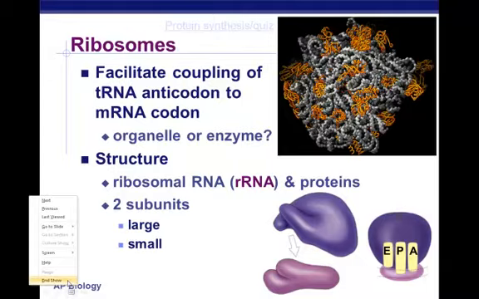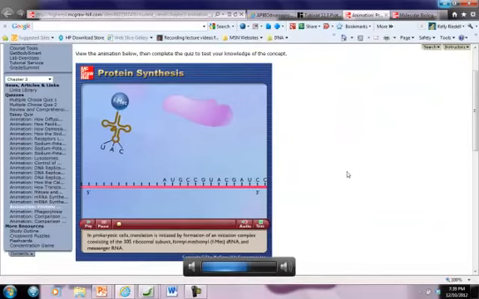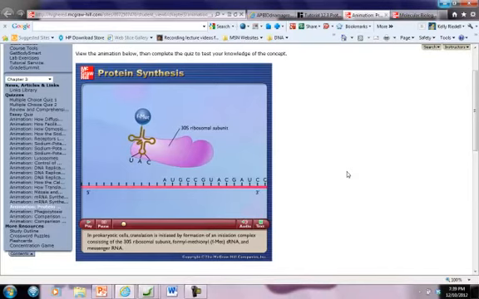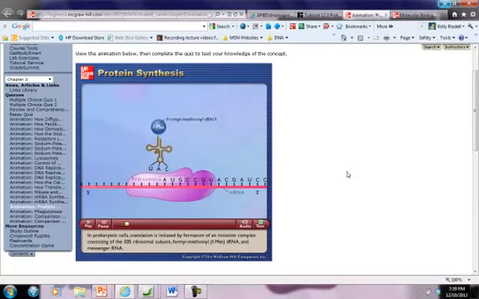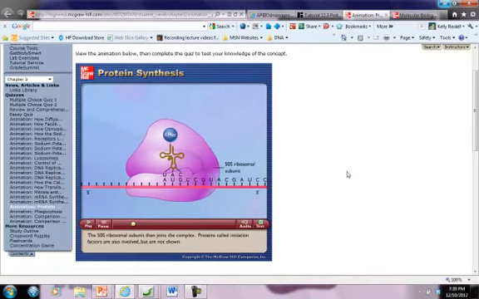this reaction happening. In prokaryotic cells, translation is initiated by formation of an initiation complex consisting of the 30S ribosomal subunit, formyl methionine tRNA, and messenger RNA. The 50S ribosomal subunit then joins the complex. Proteins called initiation factors are also involved, but are not shown.